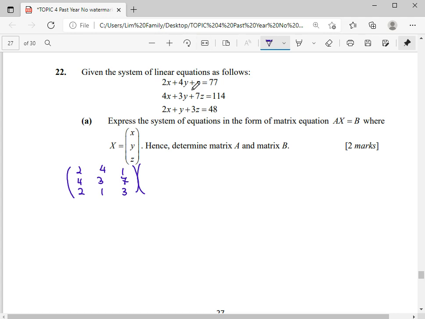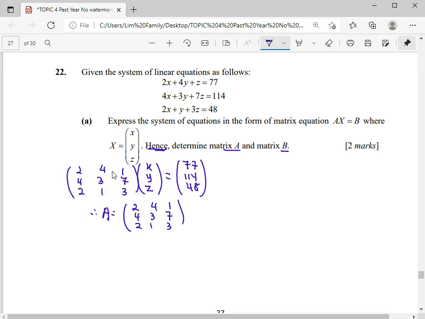The coefficients of x, y, z we take out: 2, 4, 1, then 4, 3, 7, then 2, 1, 3, right? So our matrix of unknowns is x, y, z, which equals to our matrix B here, which is 7, 7, 1, 1, 4, 48. Okay, so from here they say after you write in matrix form, you have to determine what's your variable matrix A and variable matrix B. So from here we can know our matrix A is this: 2, 4, 1, 4, 3, 7, 2, 1, 3.